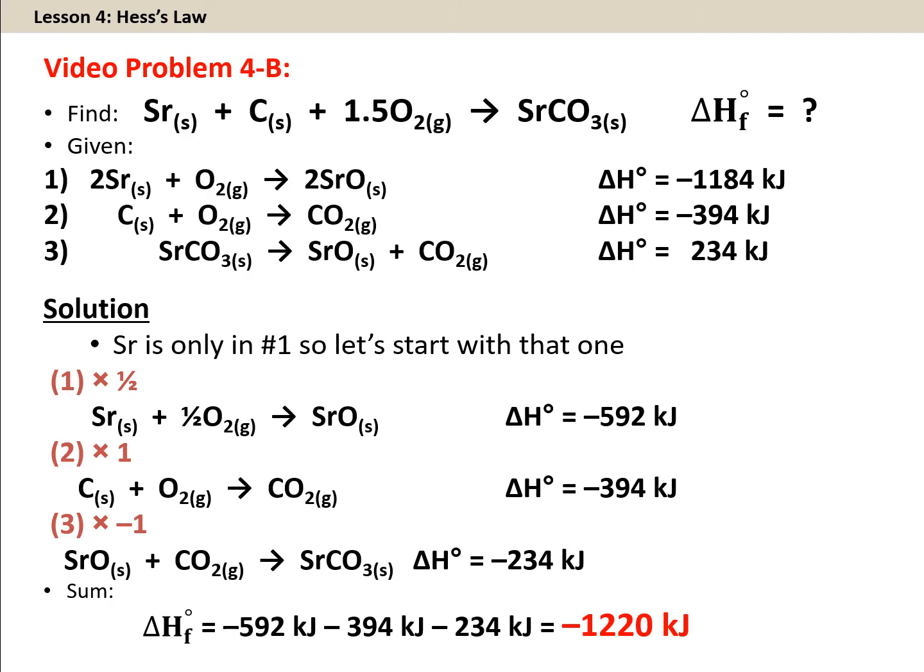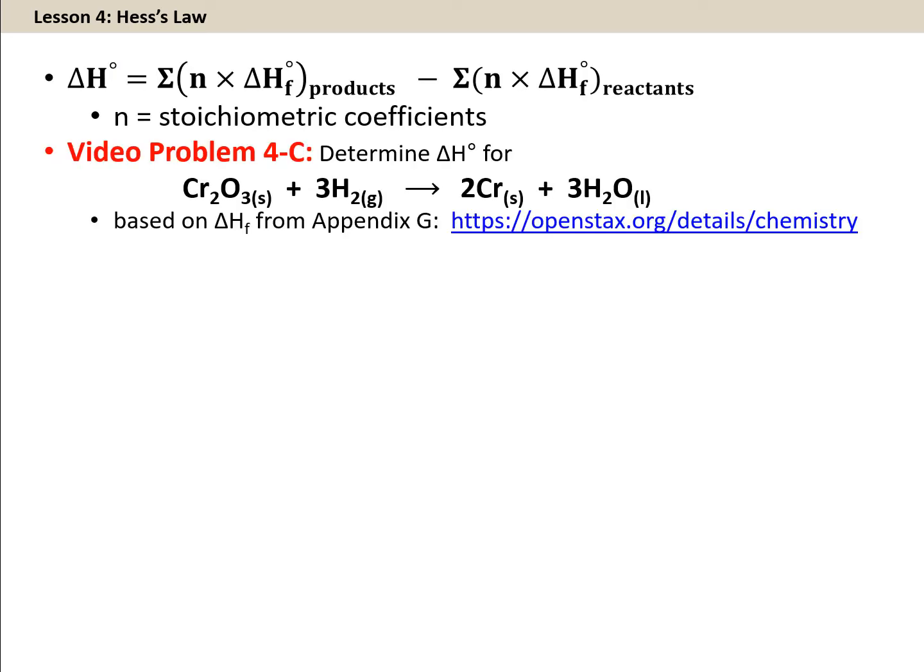So we took number 1 and multiplied it by half. Then we didn't have to do anything to equation number 2. And then in equation number 3, we had to flip it. So we're taking each step to try to get a little bit closer to our final equation.